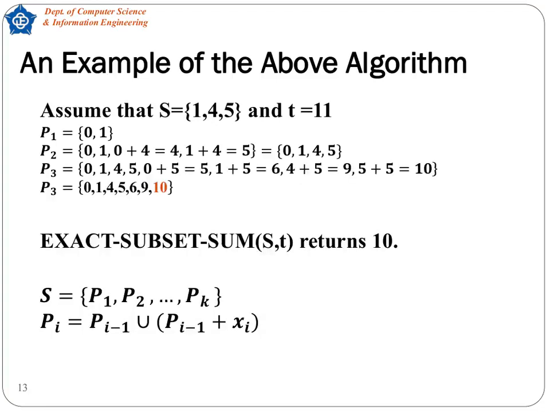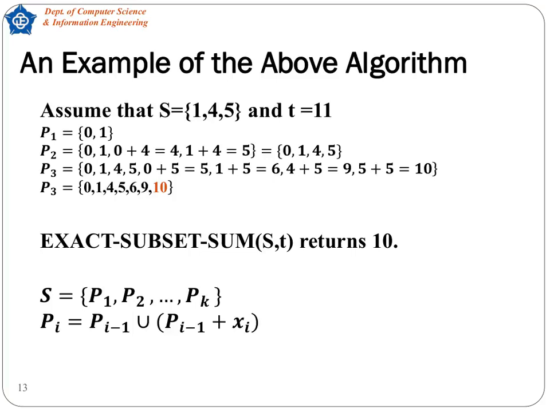Building on the previous slide, let's walk through a concrete example with S equals 1, 4, 5 and target t equals 11. First, P_0 starts with 0. And when we process x_1 equals 1, we add 1 to every element of P_0, giving P_1 equals 0, 1. Next, to form P_2, we take everything in P_1 and also add 4 to each element. That's {0, 1} union {0 plus 4, 1 plus 4}, which yields P_2 equals 0, 1, 4, 5.